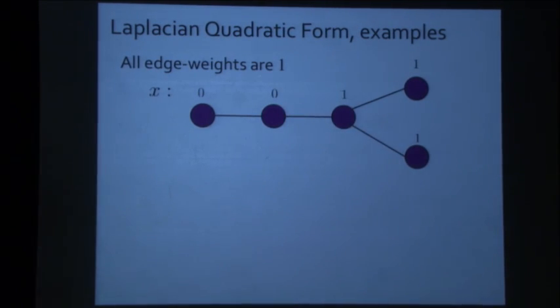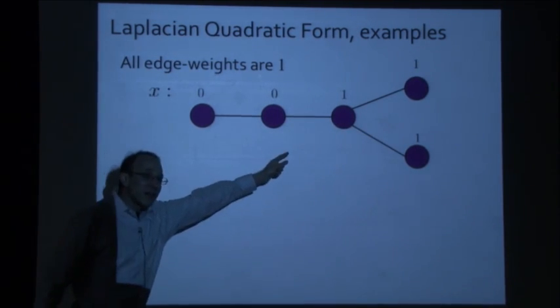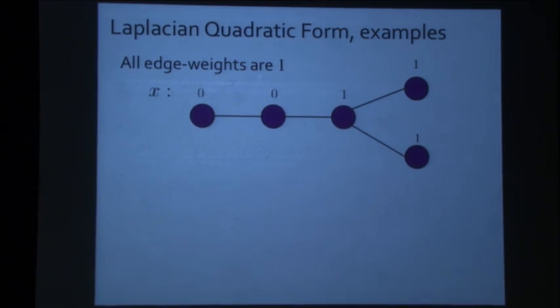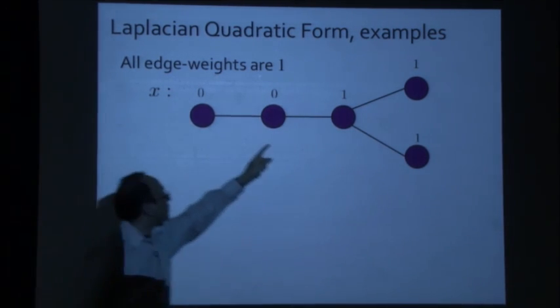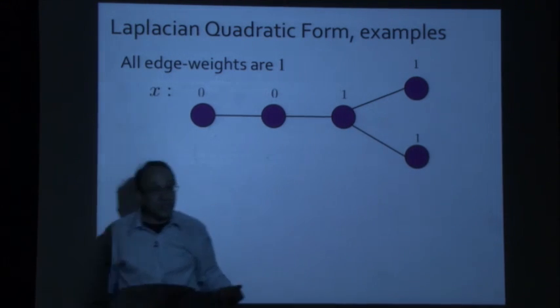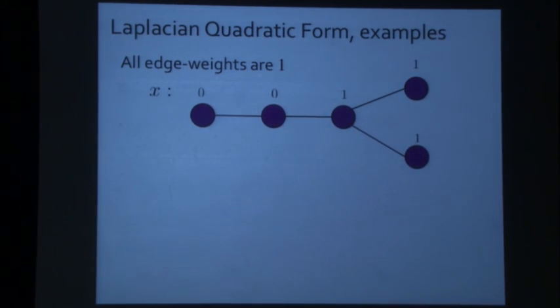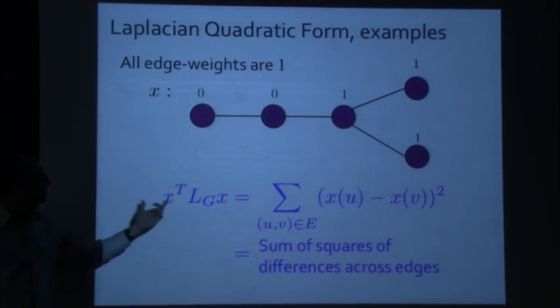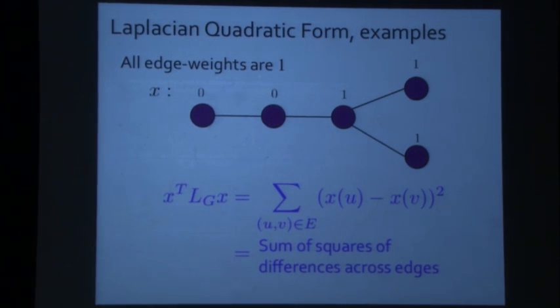Here's a very simple graph. Imagine that all of my edges have weight 1. And now I've drawn my function x on the vertices as well. So x has 0 on these vertices and 1 on those 3 vertices. If I now want to compute the Laplacian quadratic form, I sum over all edges of the difference of x across the edges, which, I think I should do on this slide.